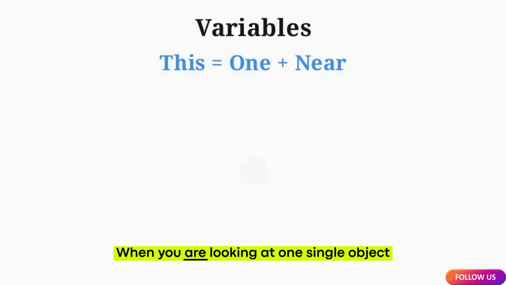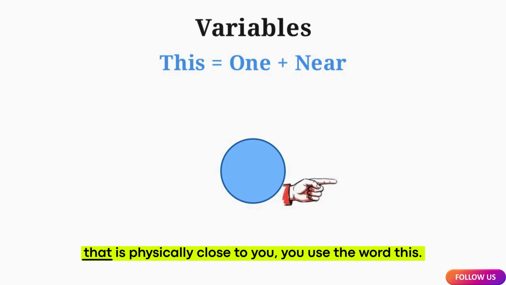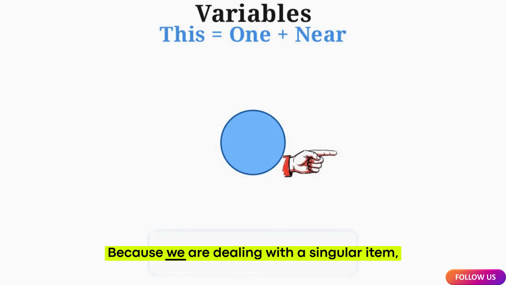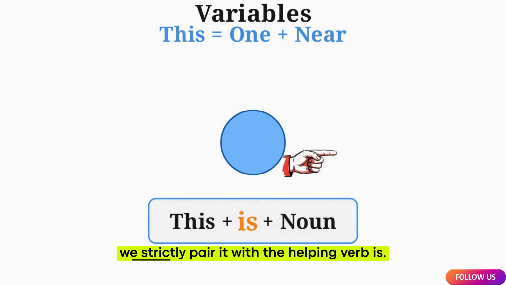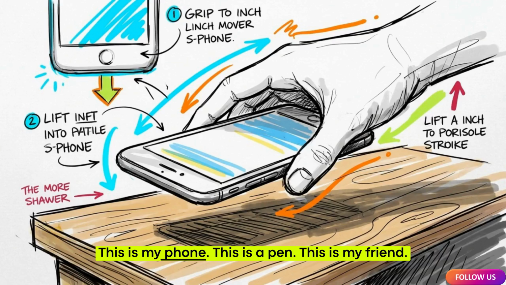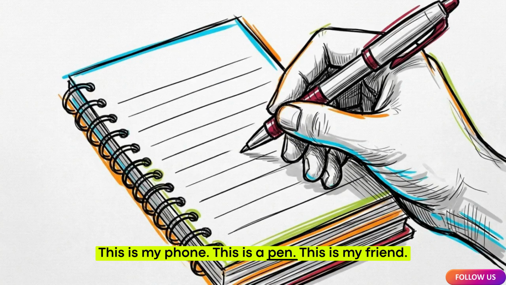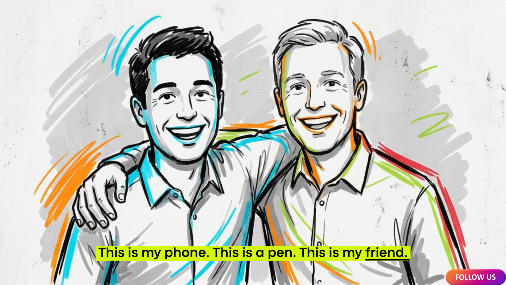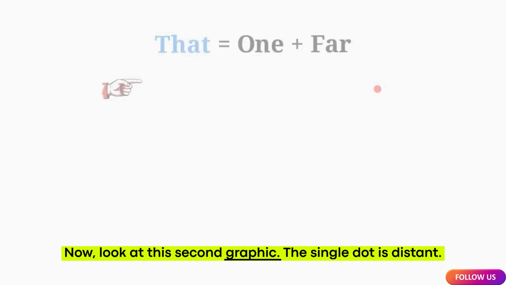This diagram outlines our first variable. When you are looking at one single object that is physically close to you, you use the word this. Because we are dealing with a singular item, we strictly pair it with the helping verb is. If the items are within arm's reach, the application sounds like this. This is my phone. This is a pen. This is my friend.